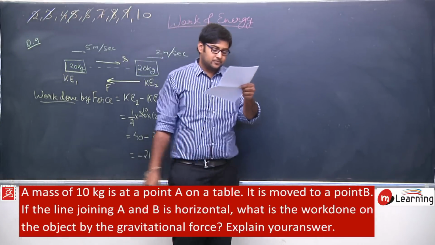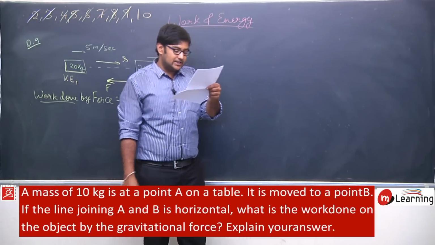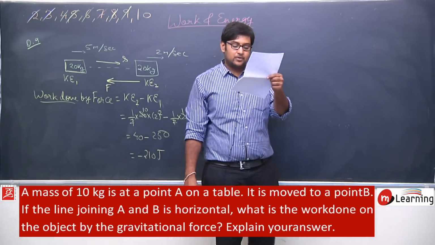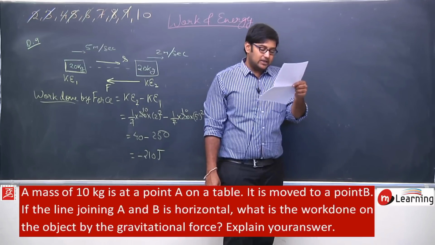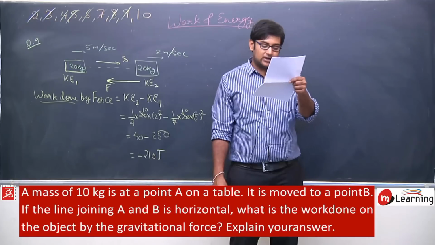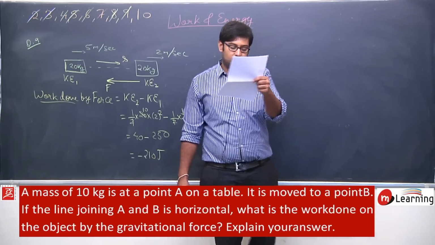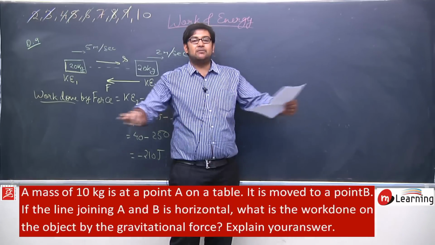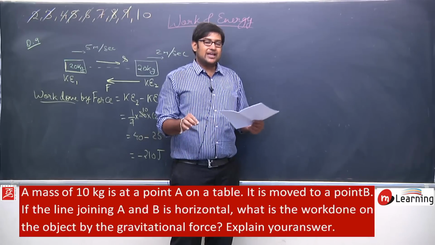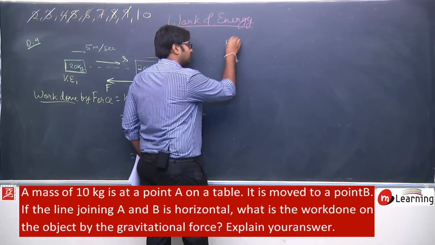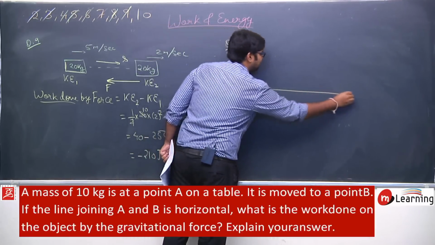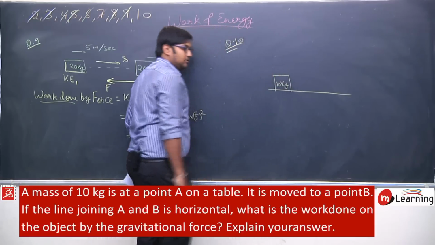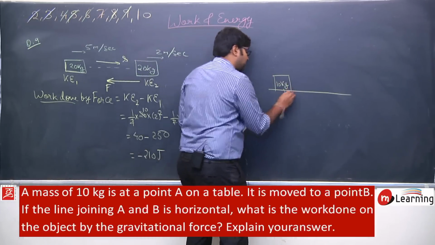Now moving to the next one. A mass of 10 kg is at a point A on a table. It is moved to point B. If the line joining A and B is horizontal, then what is the work done on the object by the gravitational force? Explain your answer. Okay, so the question is very interesting. Imagine a horizontal table on which I have kept a mass of 10 kgs at point A. This is the point A.